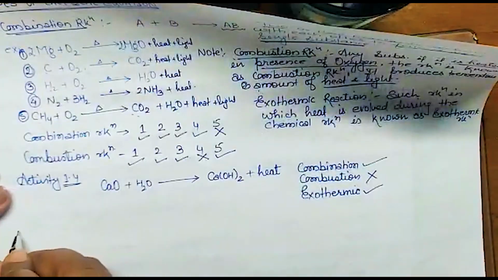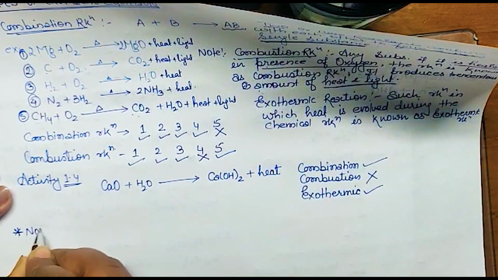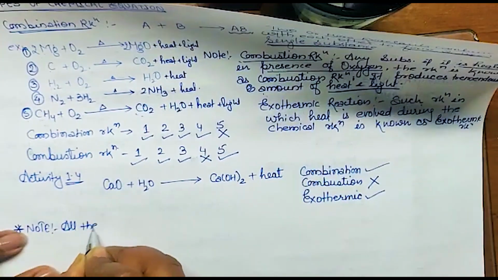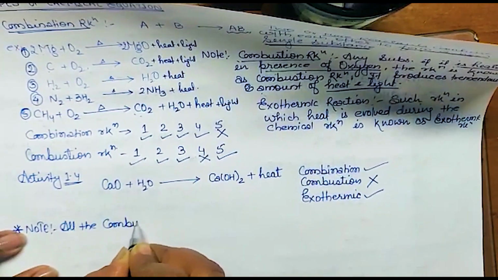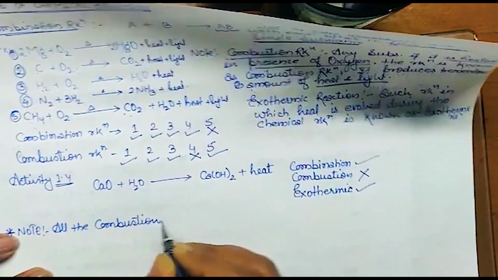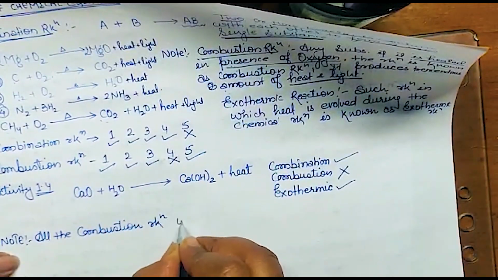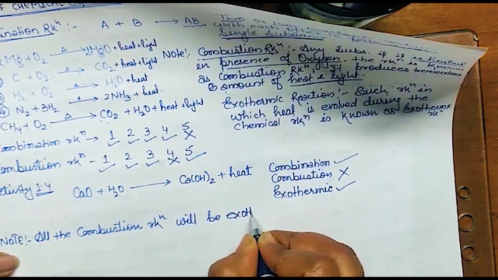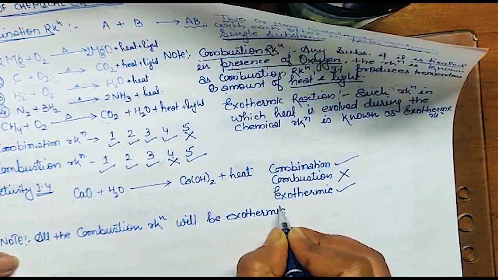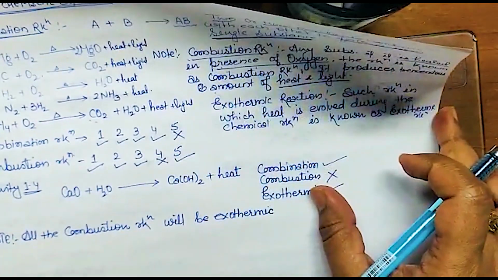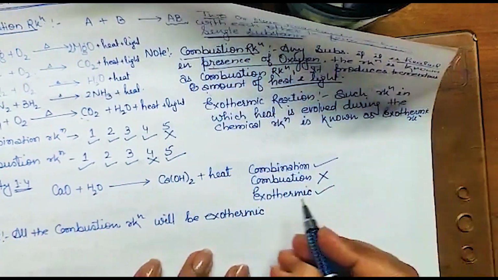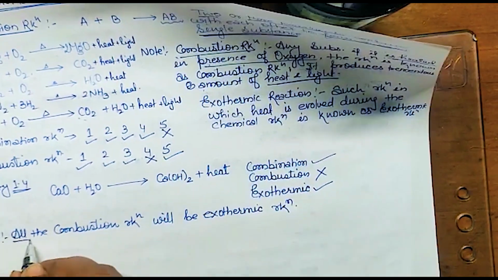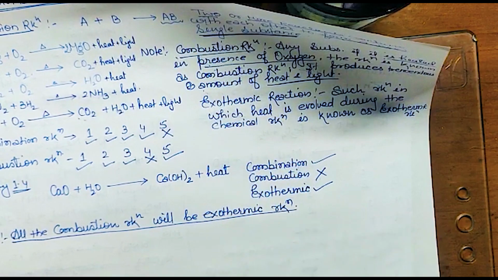One point in the note you are supposed to write: all the combustion reactions will be exothermic. Why? Because of the combustion definition. It releases a tremendous amount of heat and light. So all the combustion reactions will be exothermic reactions. Got it? Okay. So this is the point you have to learn.